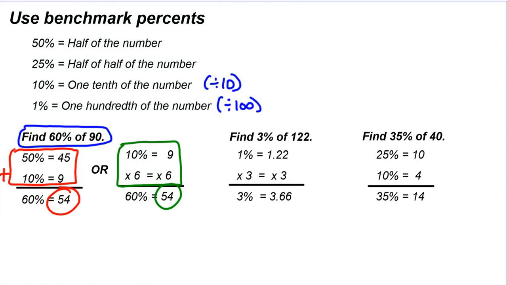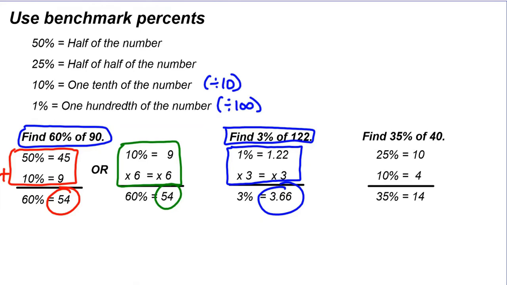Those aren't the only 2 ways to get 60%, but just 2 very common ways to do that. Next example, find 3% of 122. Well, 3%, I don't know how to find 3%, but I can find 1% relatively easily. 1% is 1/100th of 122, or just move the decimal 2 places to the left. So 1% of 122 is 1.22. So if I just triple that, that would give me 3%. So if I take 1.22 times 3, which is pretty easy to do mentally, I get 3.66. So 3% of 122 is 3.66.